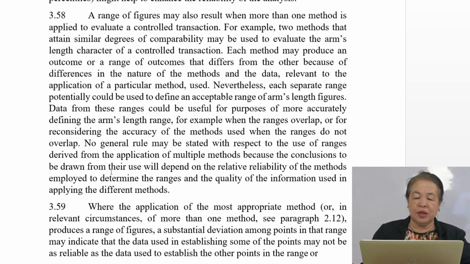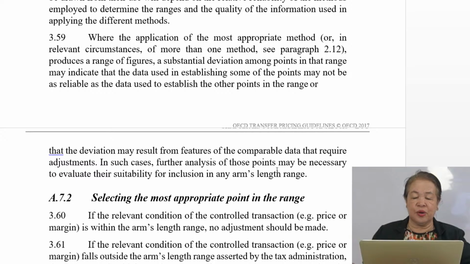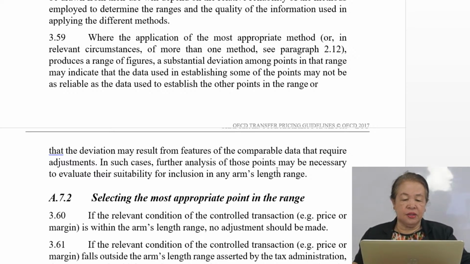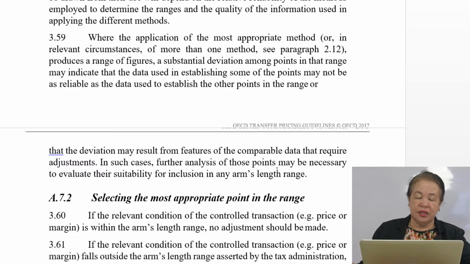Where the application of the most appropriate method or in relevant circumstances of more than one method, see paragraph 2.12, produces a range of figures, a substantial deviation among points in that range may indicate that the data used in establishing some of the points may not be as reliable as the data used to establish the other points in the range, or that the deviation may result from features of the comparable data that require adjustments. No? So ano ba yung data that require adjustments? It will be shown in our comparability analysis.